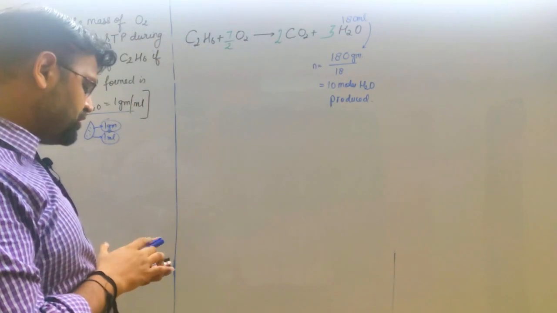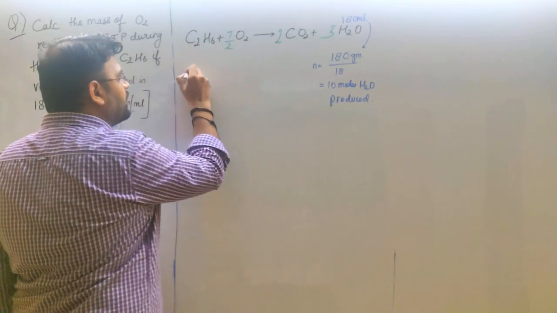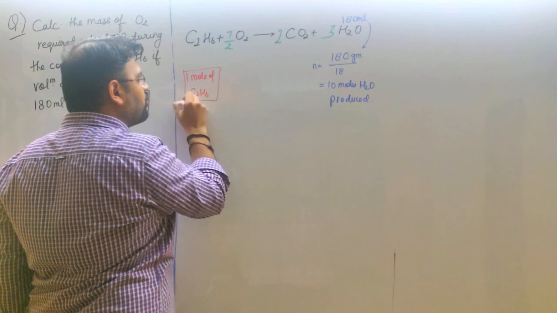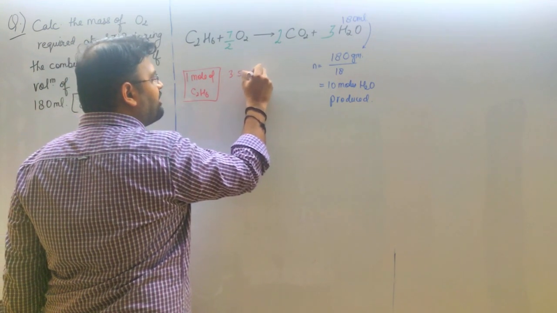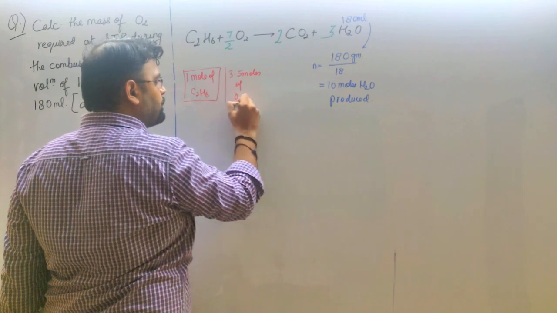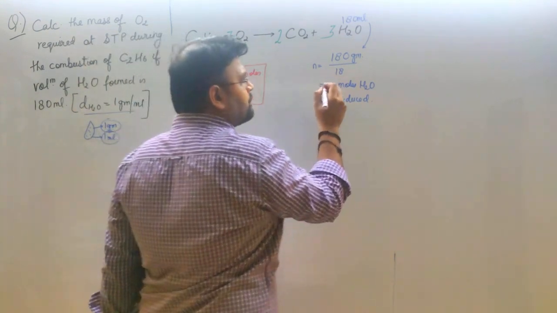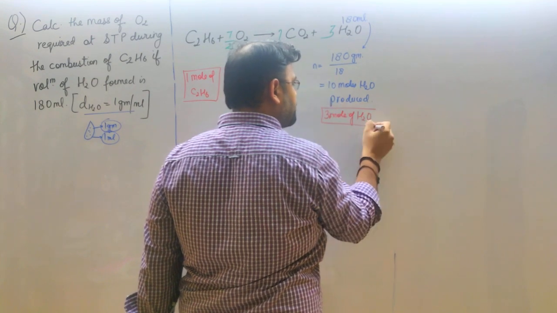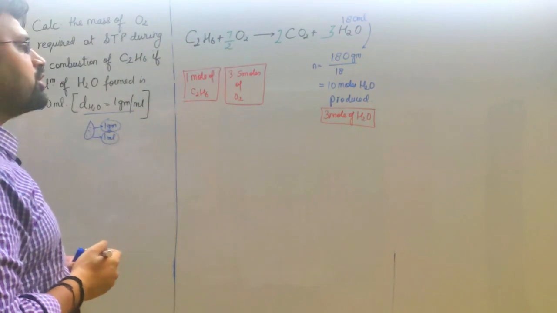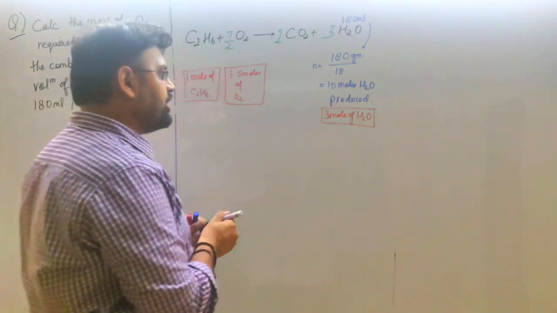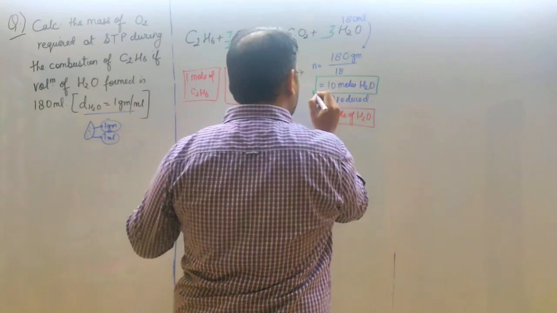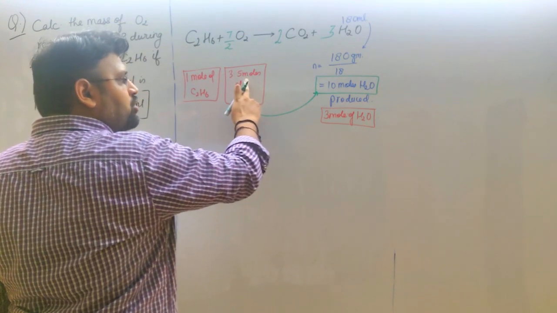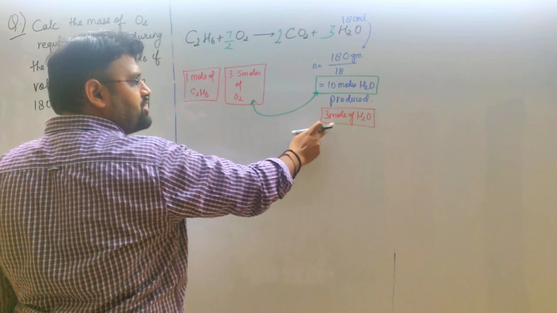And what is the ratio according to stoichiometry? See, according to stoichiometry, 1 mole of C2H6 requires 3.5 moles of oxygen and 3 moles of H2O is produced. According to the given question, we have 10 moles of H2O. So 10 moles of H2O means how many moles of oxygen will be required? 3.5 moles of oxygen are used when we have 3 moles of H2O.